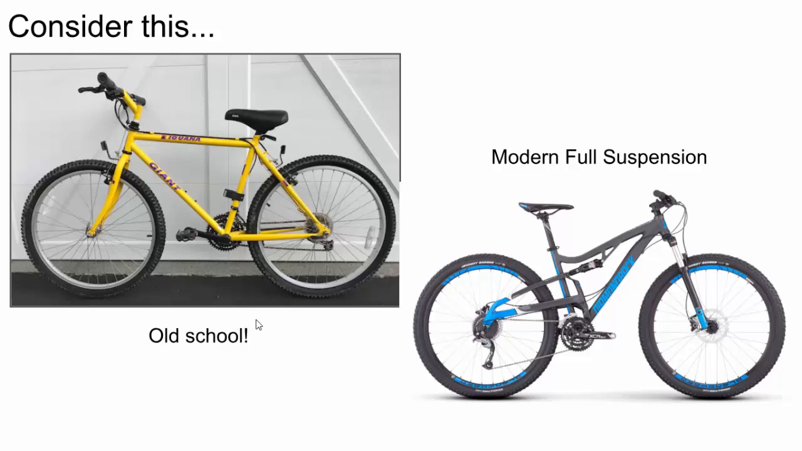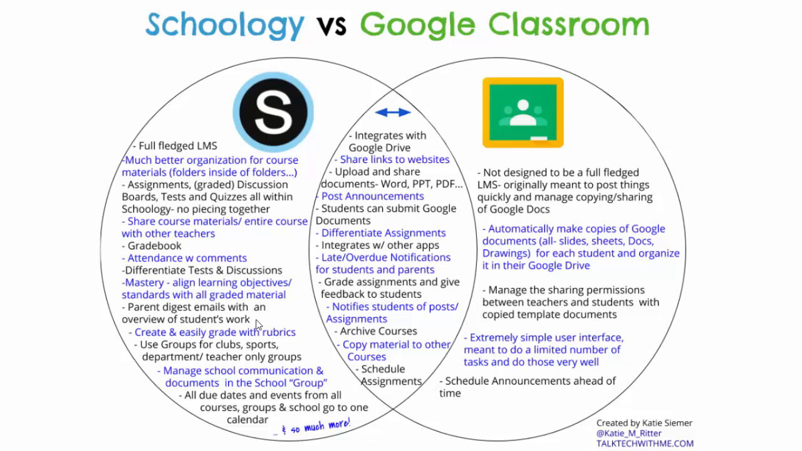So the point is this. The old mountain bike, that's Google Classroom. The new mountain bike, that's Schoology. And here's what the difference is between the two.